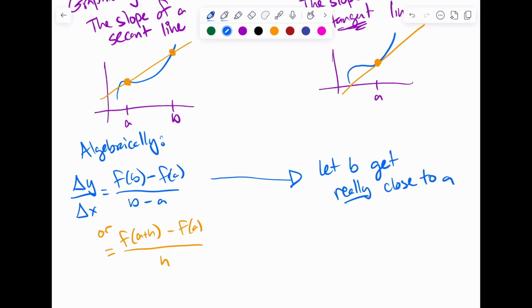What's the corresponding thing to do if we're thinking about an interval of length h? Well, h is the distance between the 2 points. So if we're closing the interval, we want to let h get close to 0. And this getting really close business, we'll see that in the next section.